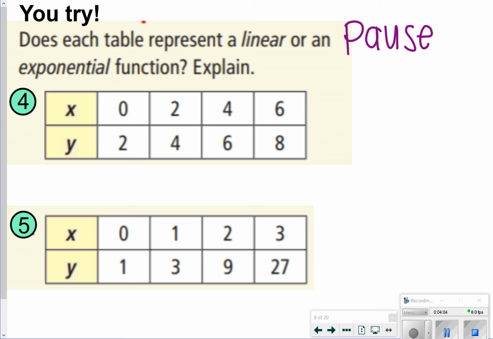Okay, so for number 4, we are adding 2 each time for letter x. And then for y, we are also adding 2. So this would give us a linear function.